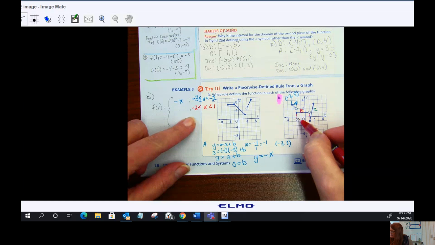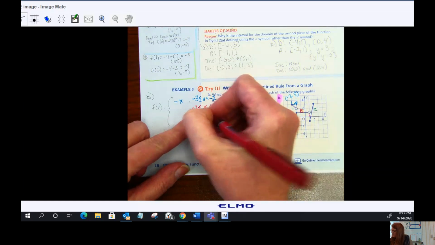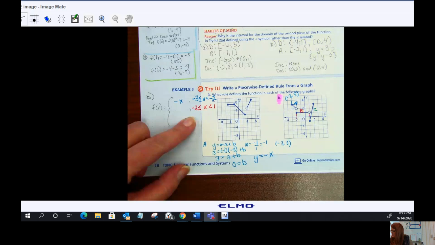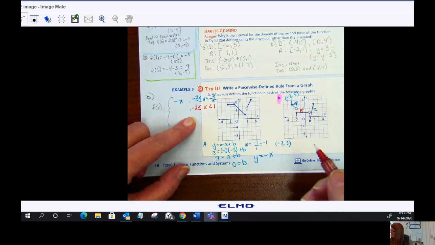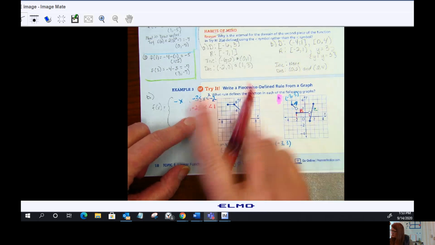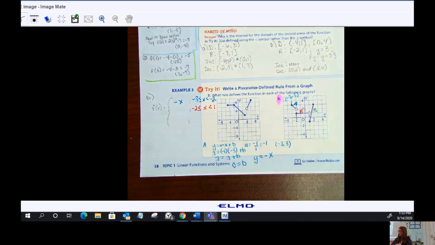And on this endpoint at -2, it is a closed dot. So I'm going to put an equal sign underneath my less than. This is less than or equal to. And where x is 1, it is going to be open dot. So I'm not going to put the equal sign under there.